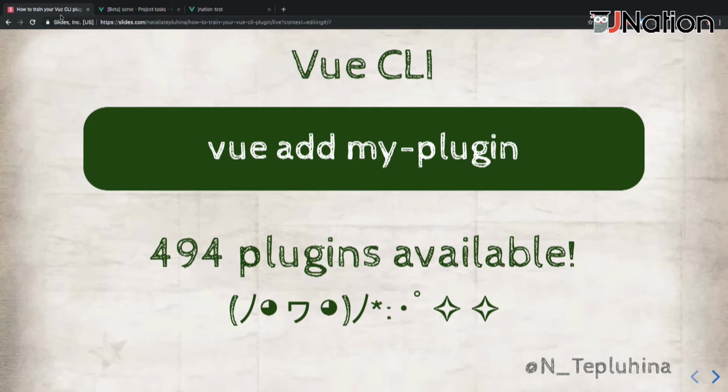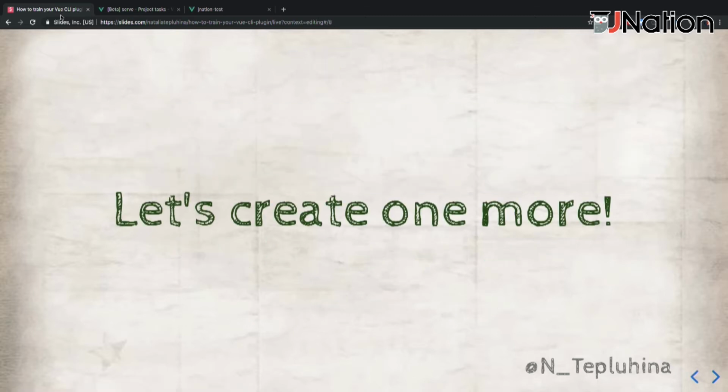For today, we have 484 plugins available, which is great because they are mostly community-based. It's not core. 3 of them are mine. So 494 is not enough. Let's create one more.